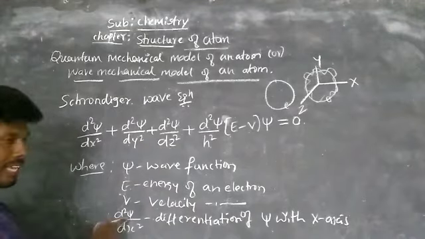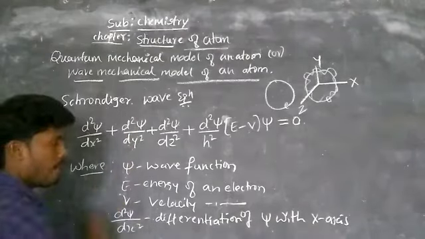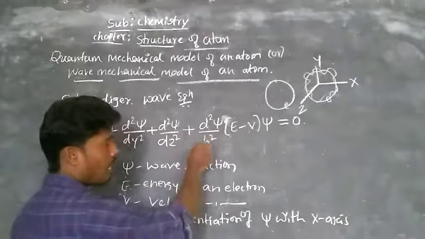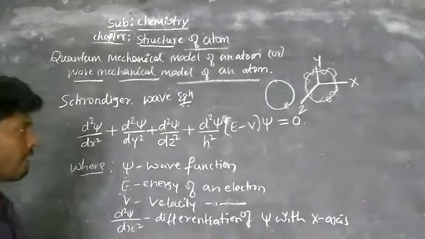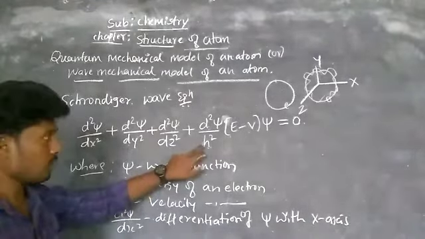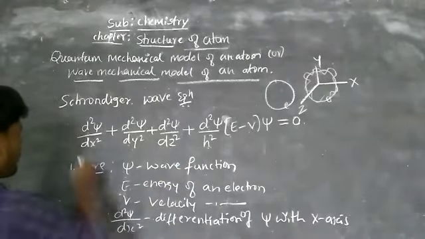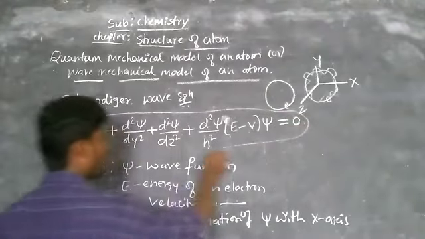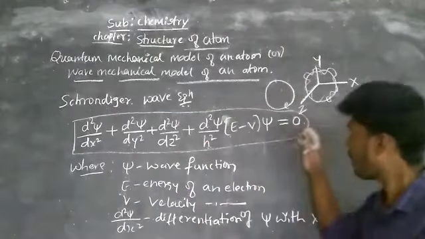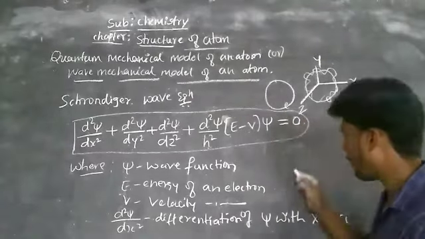That is differentiation of psi with x square. Sorry, psi with x square, and this is also differentiation of psi with the y axis and differentiation of psi with the z axis, and here differentiation of psi with h square, that is Planck's constant. Here d, h means Planck's constant, right? So that we get h square rather than h. This is the Schrödinger wave equation for an electron moving in three dimensions in an orbit. So the region in which an electron moving in an orbit has maximum density at a certain position we call an orbital.